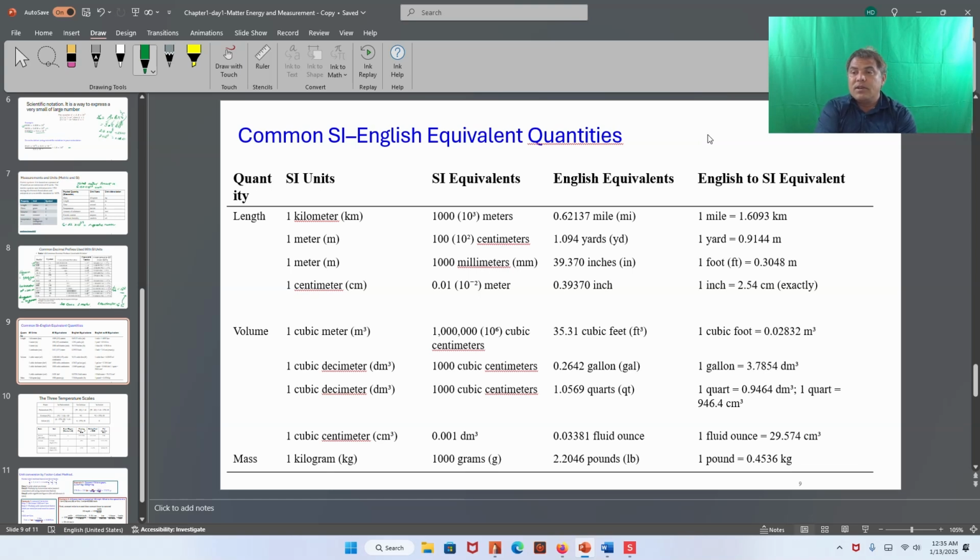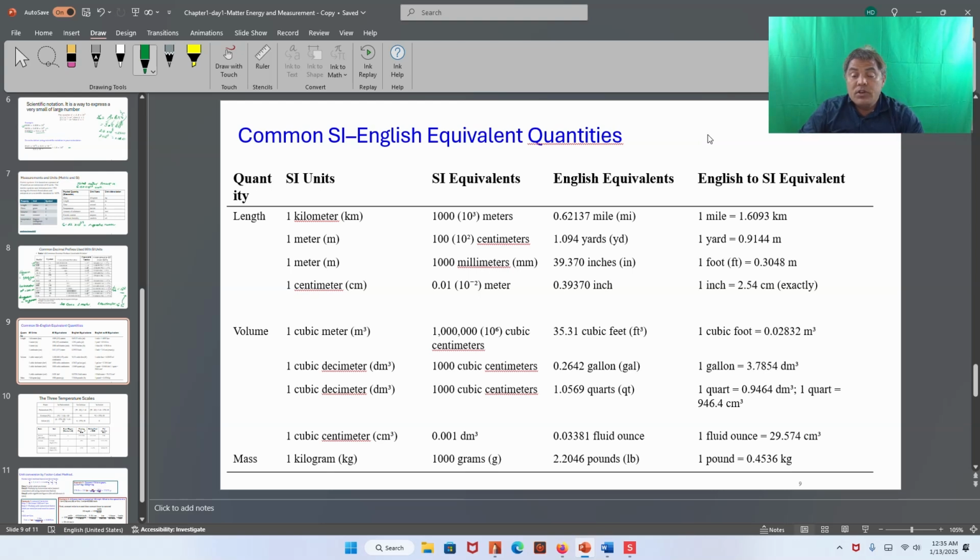1 yard is a little bit smaller than a meter. Yard is smaller because 1.094 yards means 1 meter. It's about 1 meter, but less than. So 1 yard means 0.9144 meter. Similarly, volume.